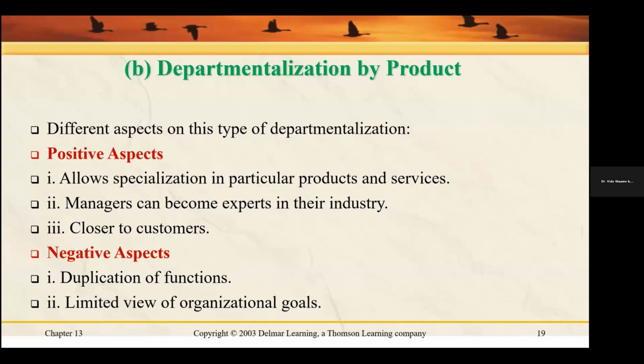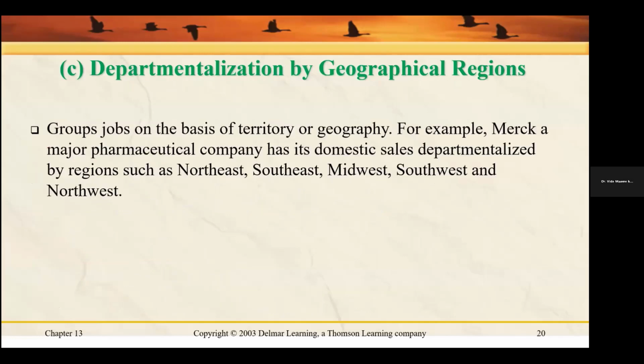Okay, so when we have geographical areas, departments by what? Geographical areas. It groups jobs according to geographic region, on the basis of territory or geography. For example, Merck, a major pharmaceutical company, has its domestic sales departmentalized by region, such as the Northeast, Southeast, Midwest, wherever. So that is the region.